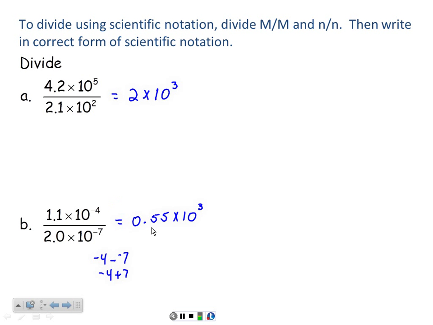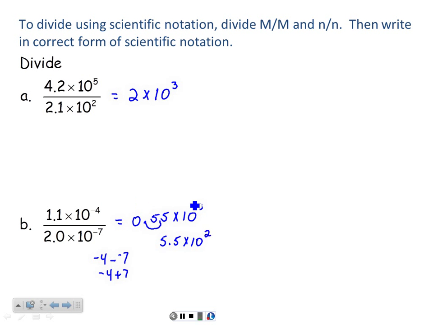Now, this time I have a decimal, which means to get this in proper scientific notation, I need to move this decimal one place to the right. So now I'm going to have 5.5. But when I move that decimal to the right, that's going to be to the -1. So 3 minus 1 is going to be 2.